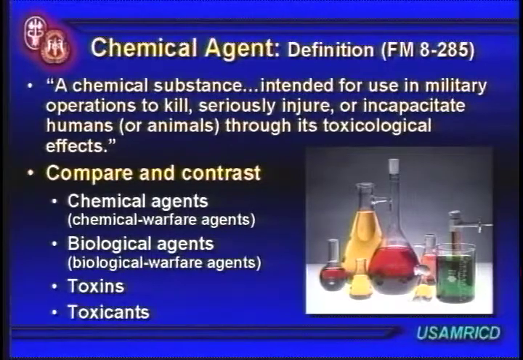When we talk about chemical agents or chemical warfare agents, it's important for us to understand how they are similar to and yet different from other substances that are noxious. Chemical agents are obviously chemicals of some sort that exert some toxicological effect. They're poisons. On the other hand, we have biological agents. Biological agents are organisms. They are living organisms, such as bacteria or viruses or fungi.